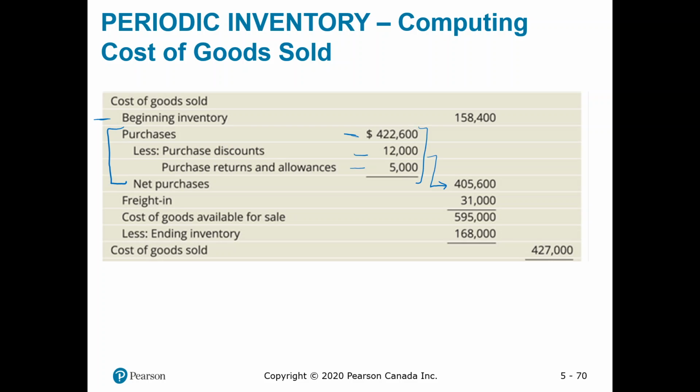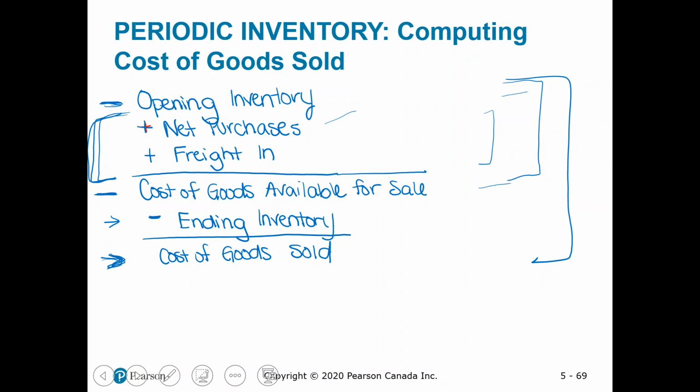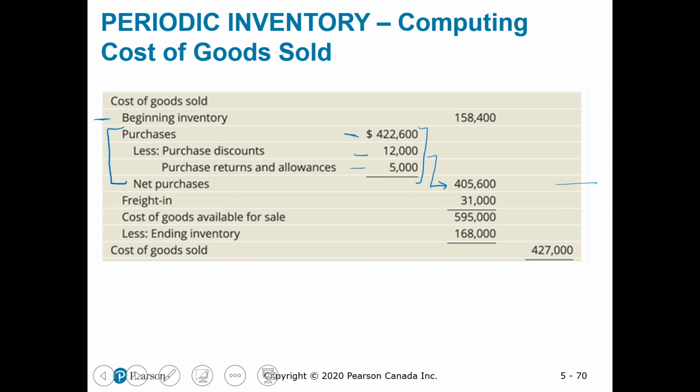So now we're actually doing the calculation because we're given more detail. So if a question just says net purchases were $405,600, you would do it this way, this kind of quicker way. But if the question actually breaks out and tells you what the purchases and returns and allowances were, you would want to do this more detailed method. Once you get net purchases, this bottom part looks the same.